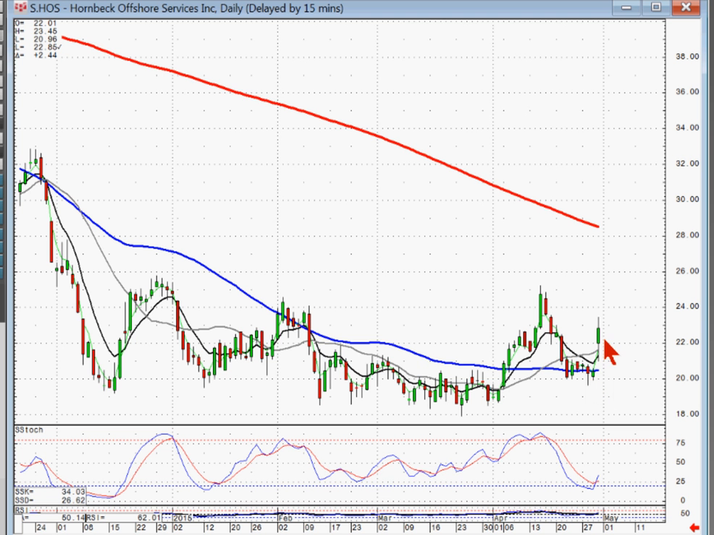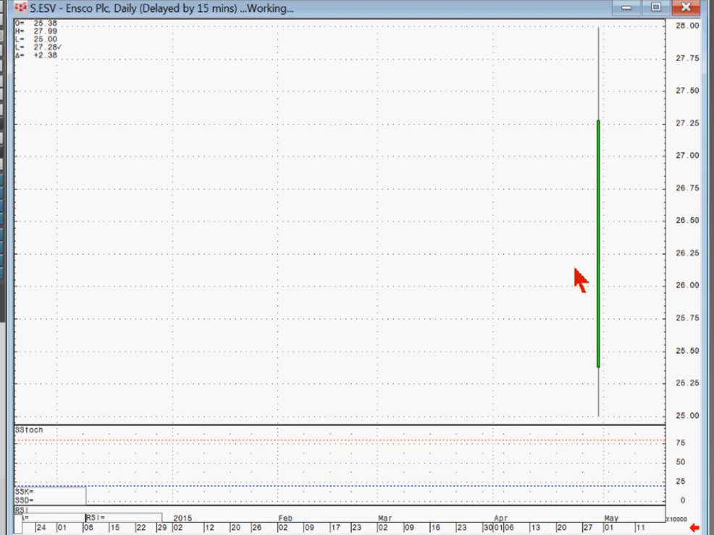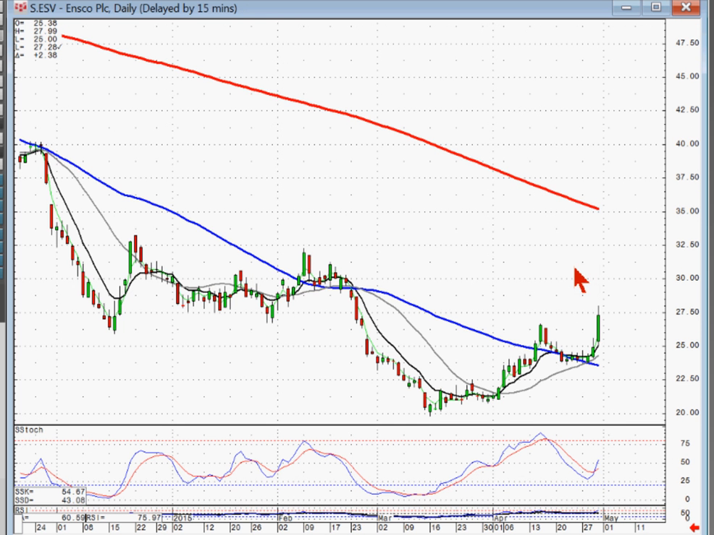Here's HOS, little gap up today. Likely target the 200-day moving average. ESV, there's your J-hook pattern, cup and handle. Where'd they close? Above this high. Now look for somewhere up in this area. We're getting close to the 200-day moving average.